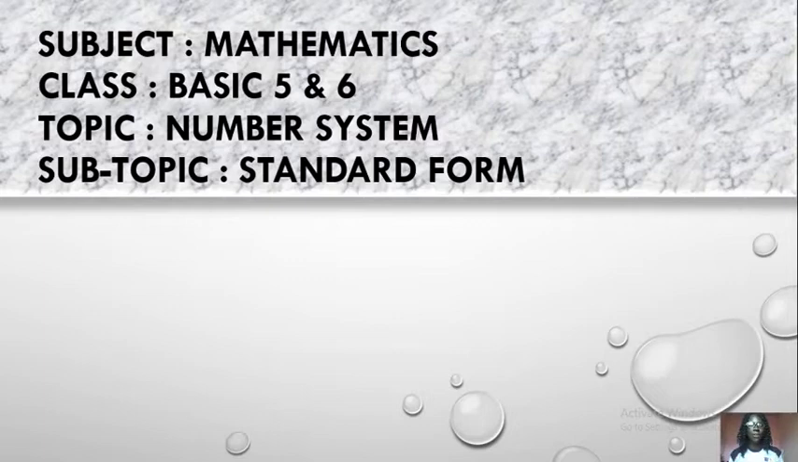So our topic for this week, we're going to be looking at number systems, and under it we're going to be specifically working on standard form. But just a quick recap of what we discussed last time. Last time we looked at long division of numbers, and we went ahead to divide 2-digit numbers and also 3-digit numbers. And we made use of members of our family as a rule to guide us in achieving that aim.